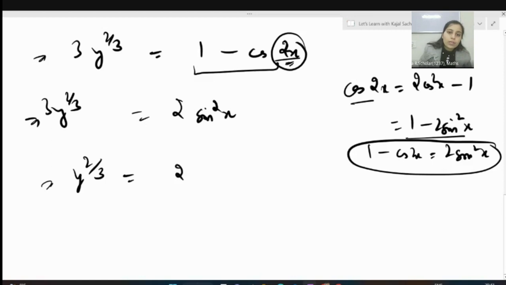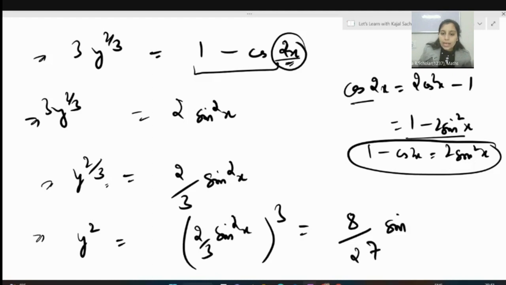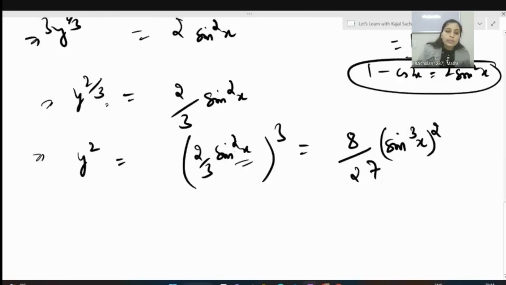Now y^(2/3) is equal to (2/3) sine square x. Now from here we can see that taking cube both sides, we get 8/27 (sine cube x) whole square. Taking cube in and then 2 in the whole power, we take square root.